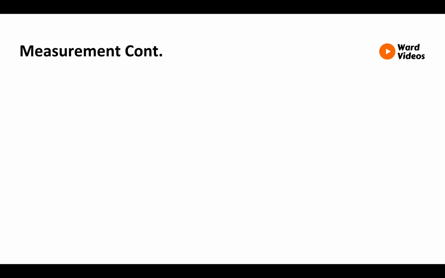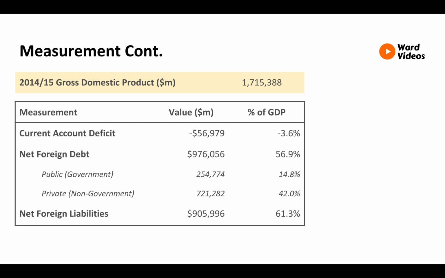So let's put these first three measurements into practice. In 2014-15, the GDP, i.e. the sum of expenditure on domestic output by households, firms, the government, and the foreign sector in an open economy, was about $1.7 billion. In this period, the total value of the current account deficit was about $57 billion. Now, this number is hard to compare, so as a percentage of GDP, it is negative 3.6%. To calculate it, we literally just put the current account deficit over GDP and times it by 100. We can now compare this to other time periods and other countries.